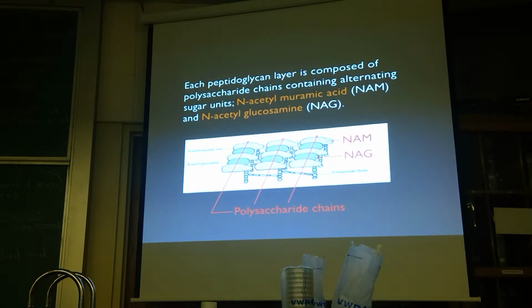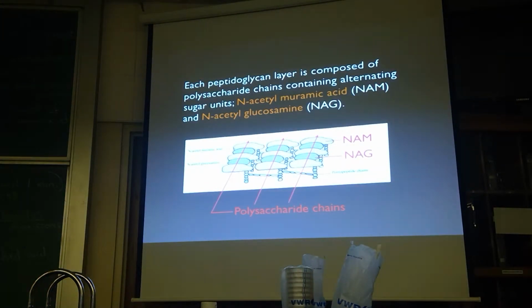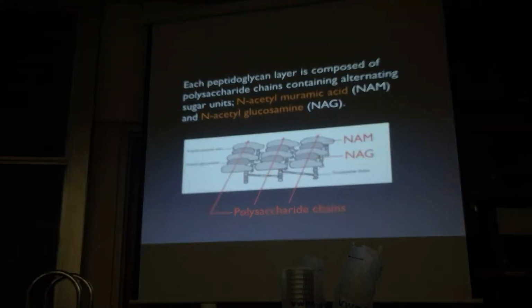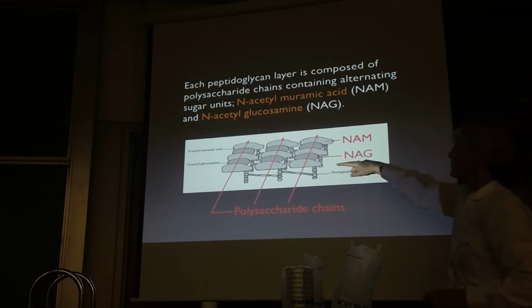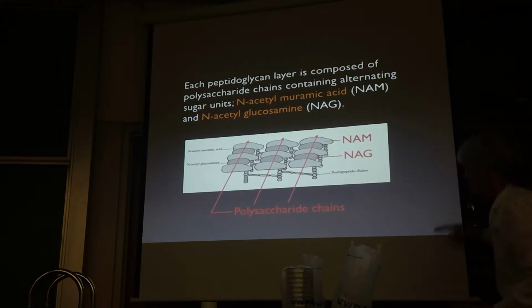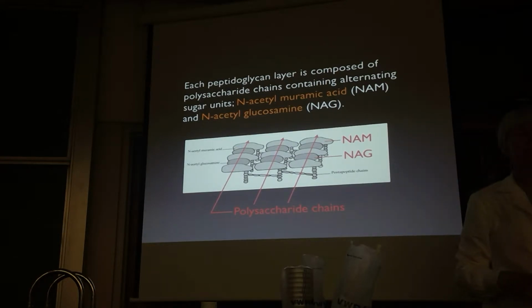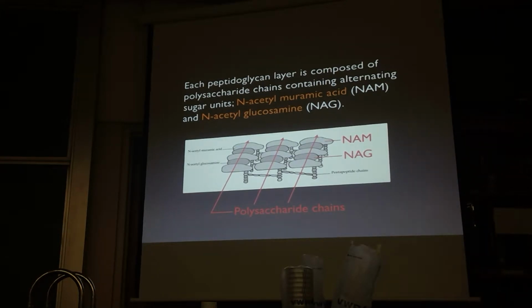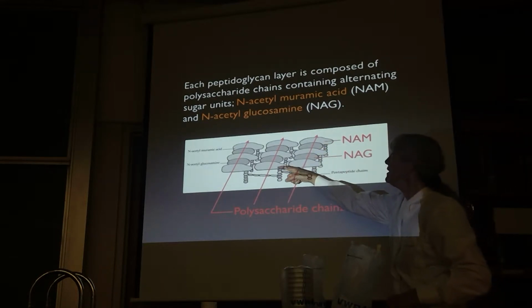So we have alternating sugars. In this diagram, remember, we're looking at a single page of the phone book, one layer of peptidoglycan, and we've torn a little section out of that one page. So we're looking at just a little piece of it. These chains extend out and around the cell and all the way back and around. We're just looking at a tiny piece of one layer. We have alternating sugars here forming these polysaccharide chains.